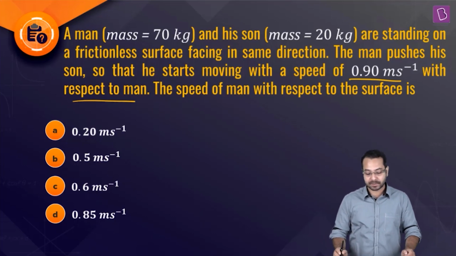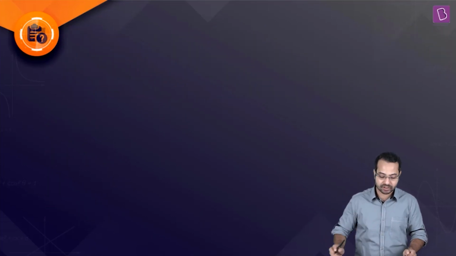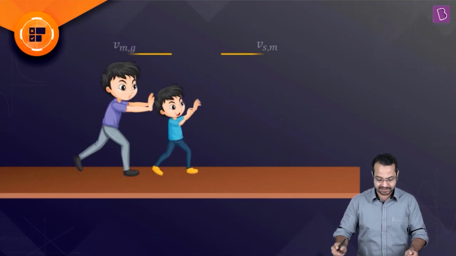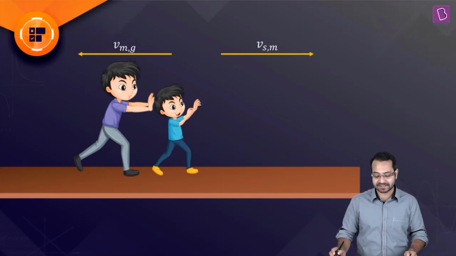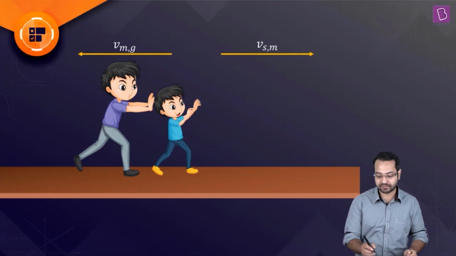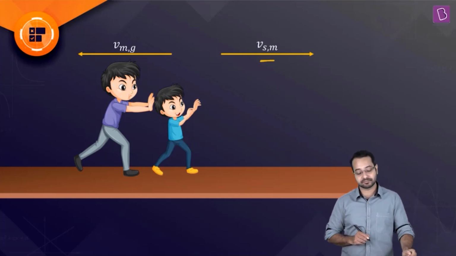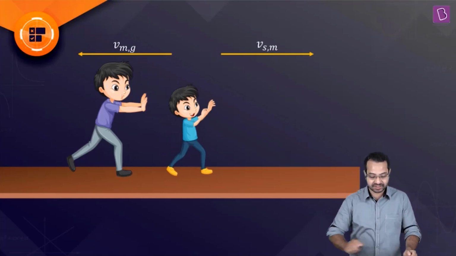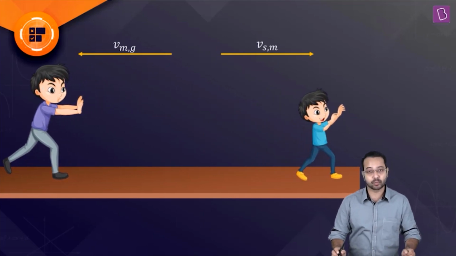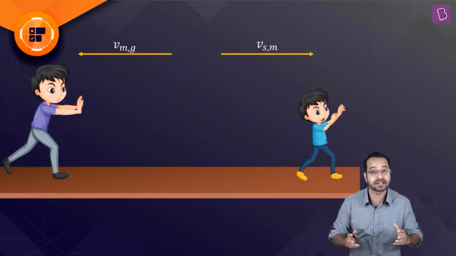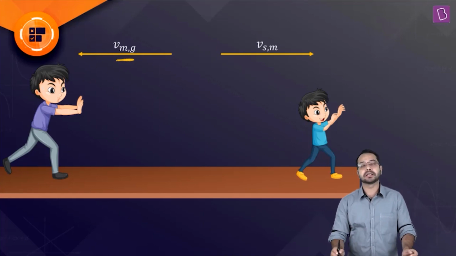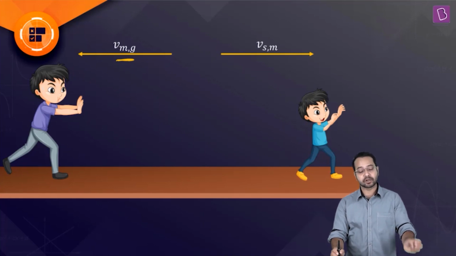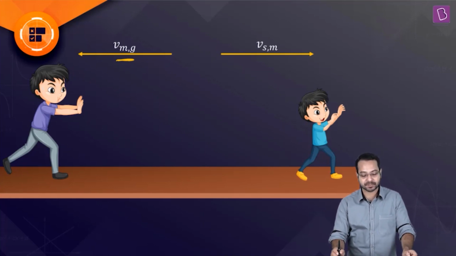The speed of the man with respect to the surface is, all right, so there is a frictionless surface and a son and his father are playing, and the man pushes his son with a velocity relative to himself. All right, this statement is very important. So he pushes with some velocity relative to himself. So when he is pushing his son, obviously he is going to experience a force back towards him, and he will also move in the opposite direction. Okay, we need to find out what is the velocity of the man with respect to the surface.